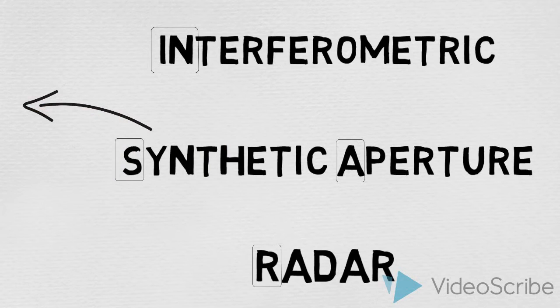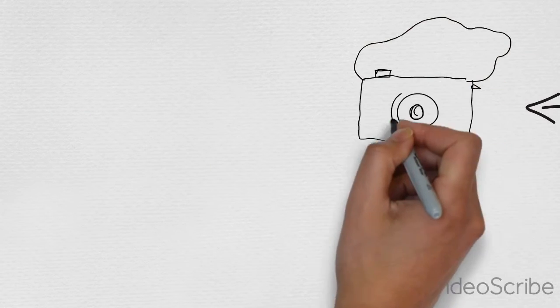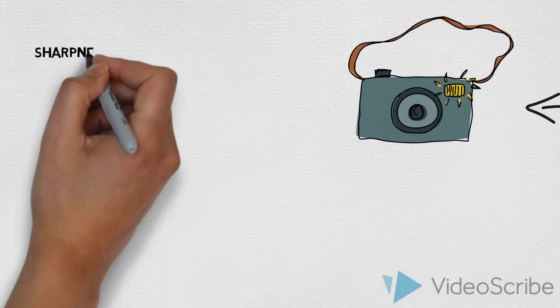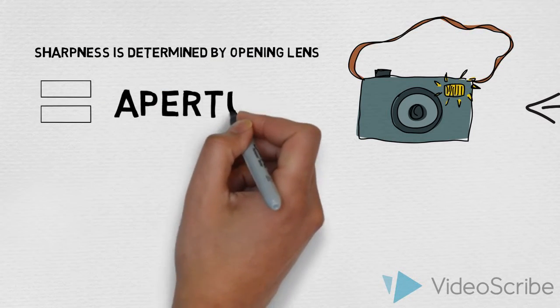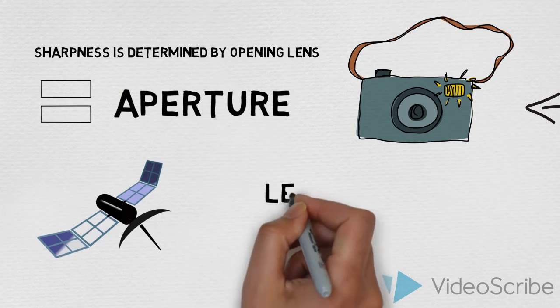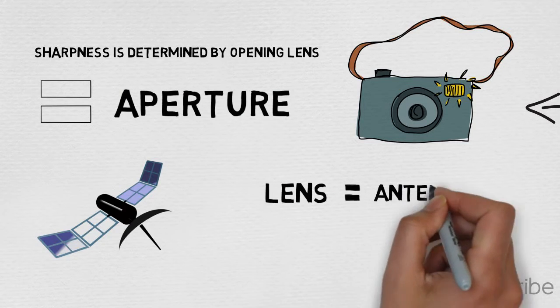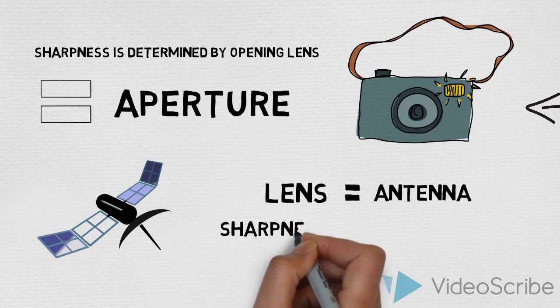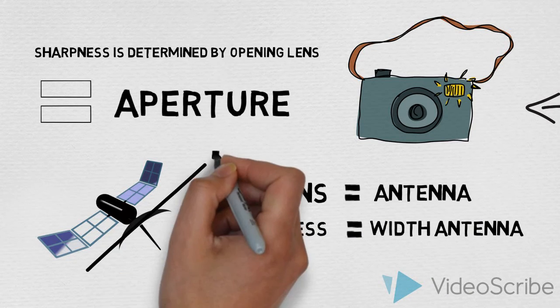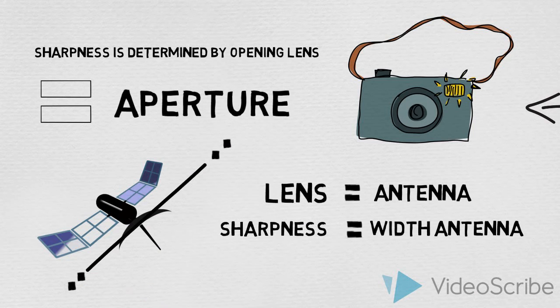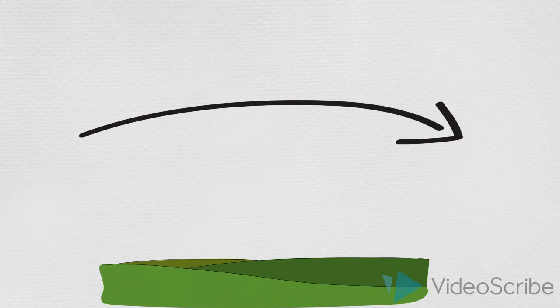Synthetic aperture. We start in the world of photography, where the sharpness of a picture is determined by the opening of the lens, and this is called the aperture. With InSAR, the lens is an antenna, and the sharpness is determined by the width of the antenna, which means we would need a really wide antenna, which is impossible. That's why there is synthetic aperture.